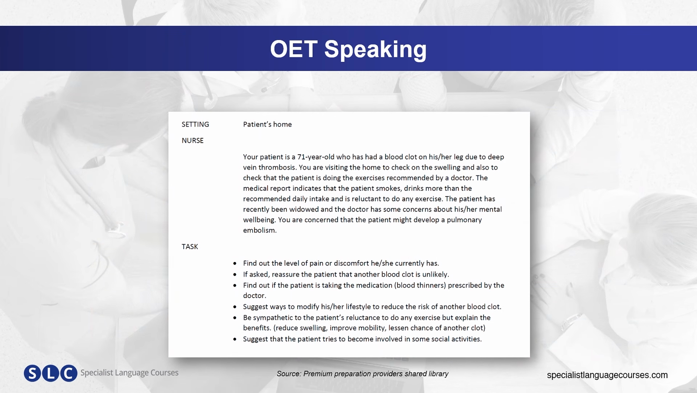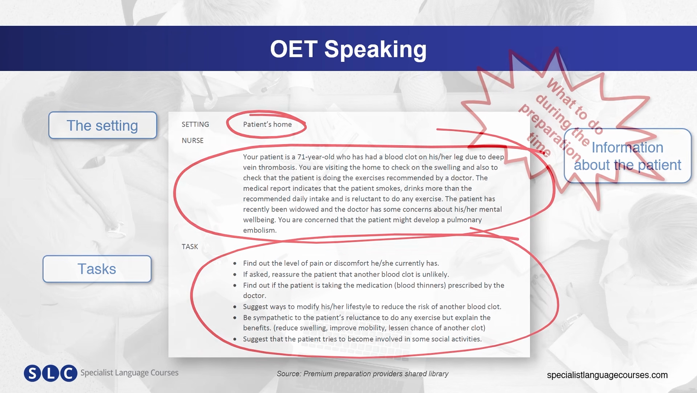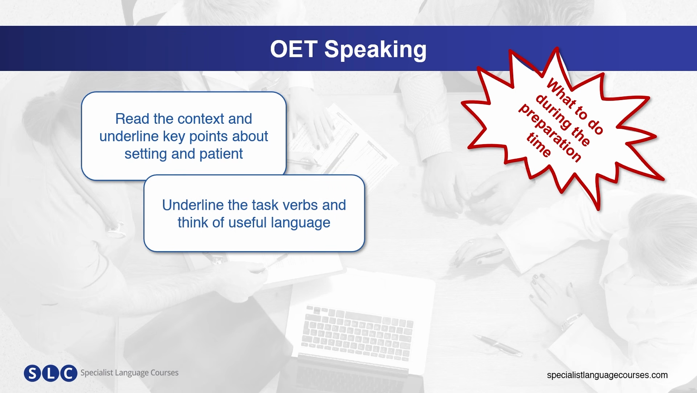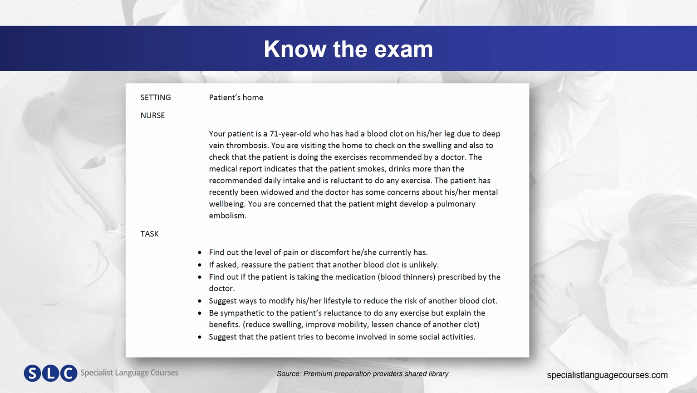Here is an example. The role card has information about the setting, the patient, and some tasks to complete. During the preparation time, you should read the context and underline key points about the setting and patient. Underline the task verbs and think of useful language to use, and decide how you are going to begin the role play. Here we can see that it's a home visit.